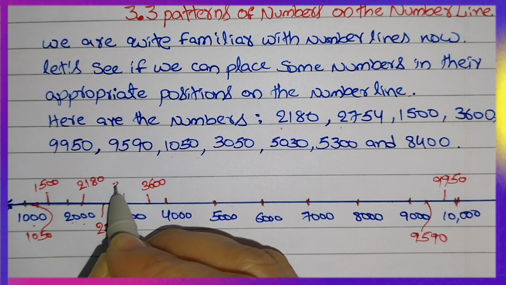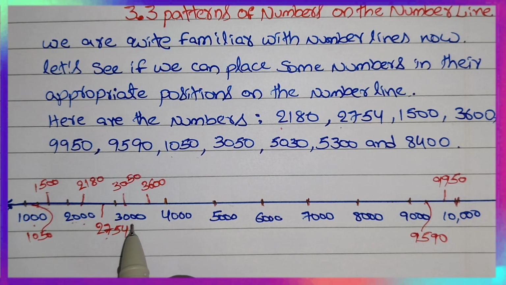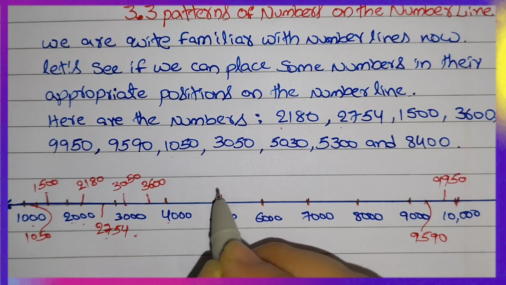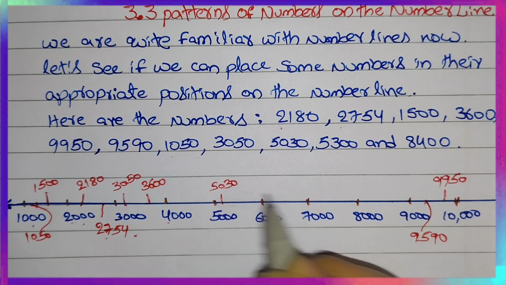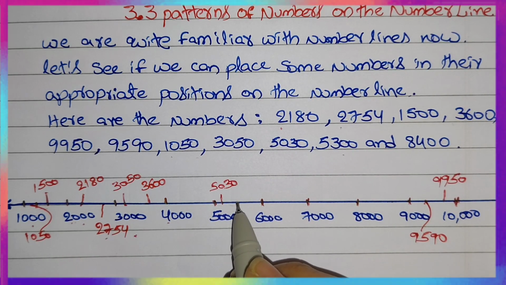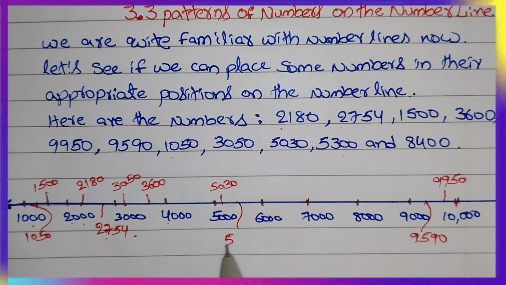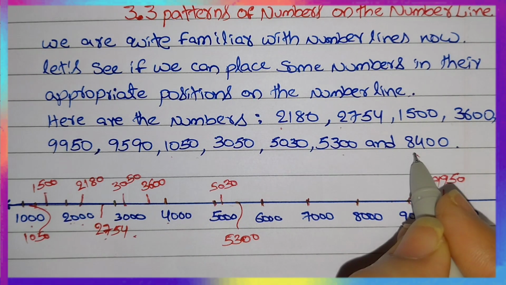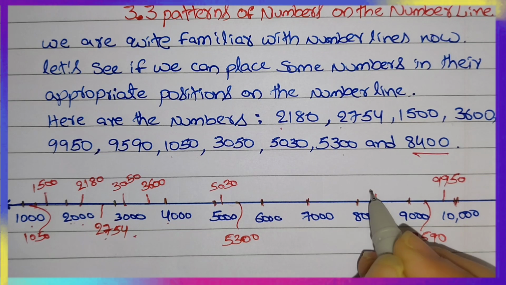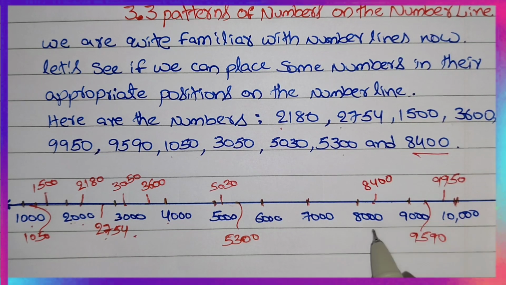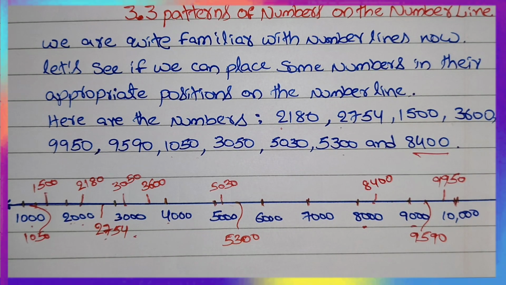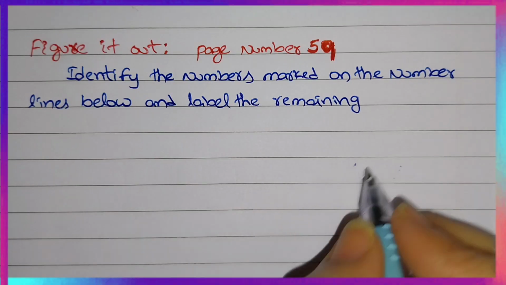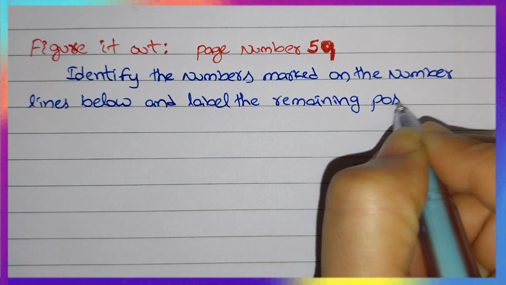Next, 5030 is marked closer to the 5000, because after 5000 only 5030 will come. Next, 5300 is marked between the 5000 and 6000, and the last one, 8400, is marked between 8000 and 9000. Like this, we have to compare each number to the marks on the number line. Next, to figure it out, page number 59.